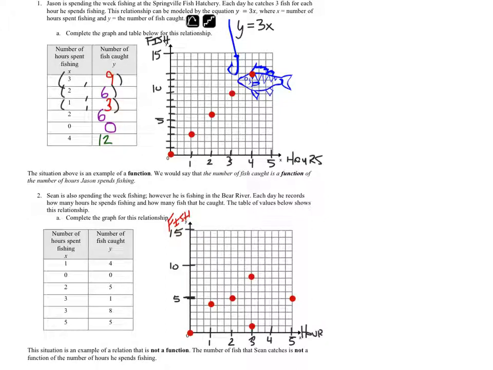As you can see, he went fishing for 3 hours, and one time he caught 1 fish, and the other time he caught 8 fish, which means we don't know how many fish he's going to catch if he goes for 3 hours. Exactly, that is what makes it not a function. It's not a function because we don't know exactly how many fish he will catch if he goes for 3 hours. There's not a rate.